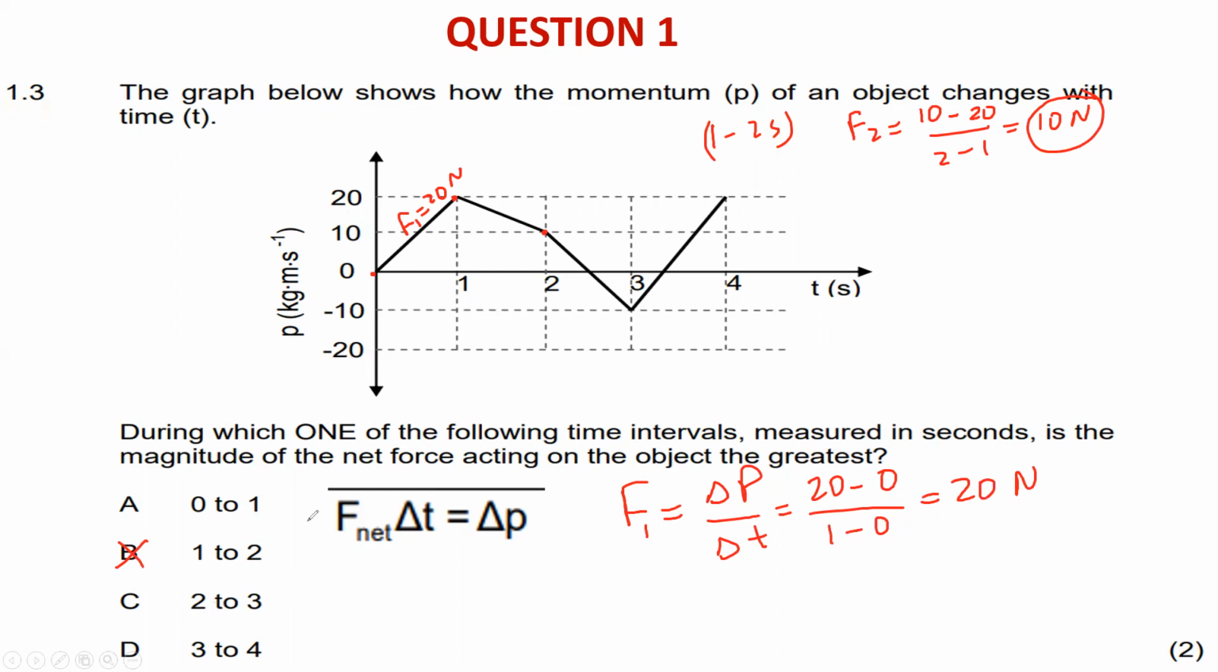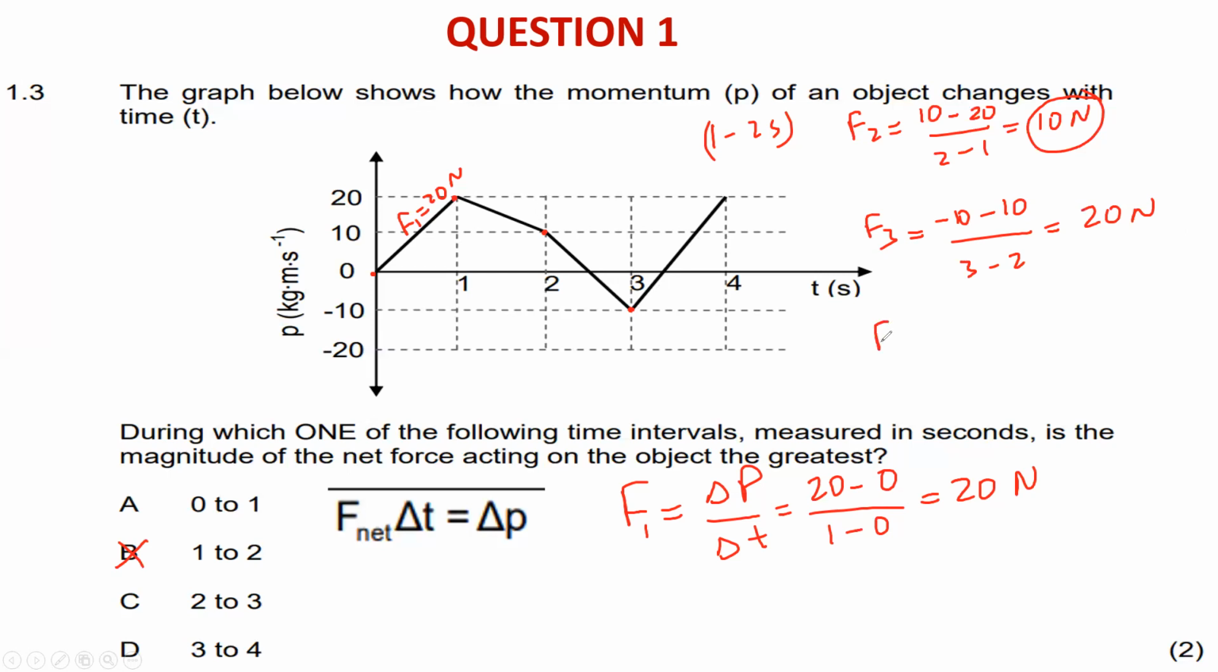And then 2 to 3, one more time, F3. What we have for 3 seconds is negative 10, minus what we have, 10, over 3 minus 2. You are getting also 20 newtons, these two the same. Let's check from 3 to 4. I think the answer is here.